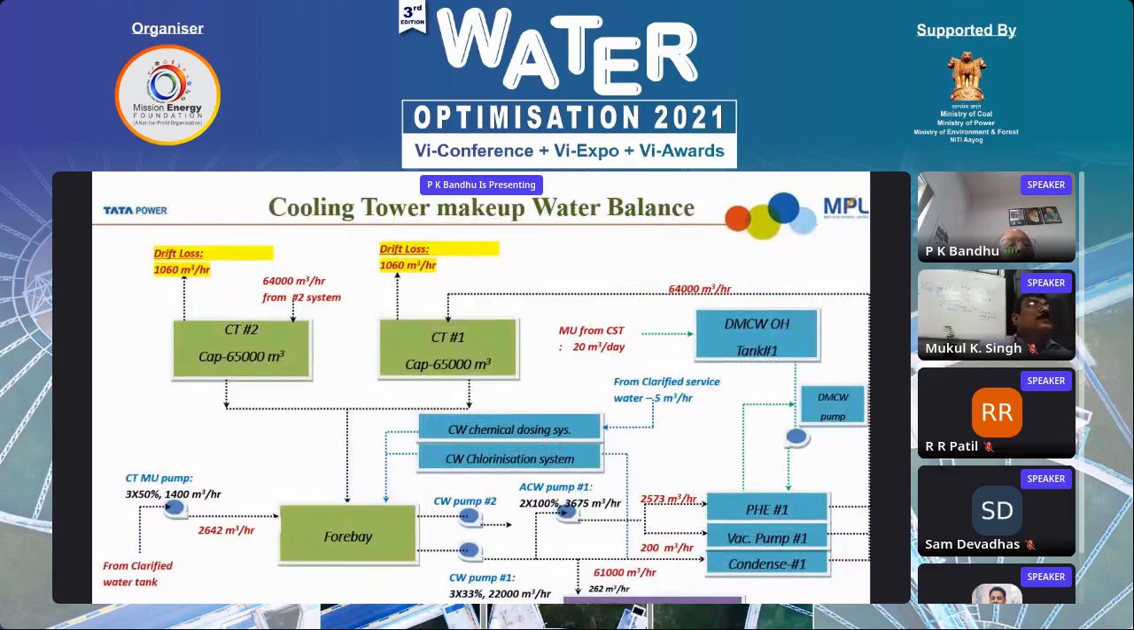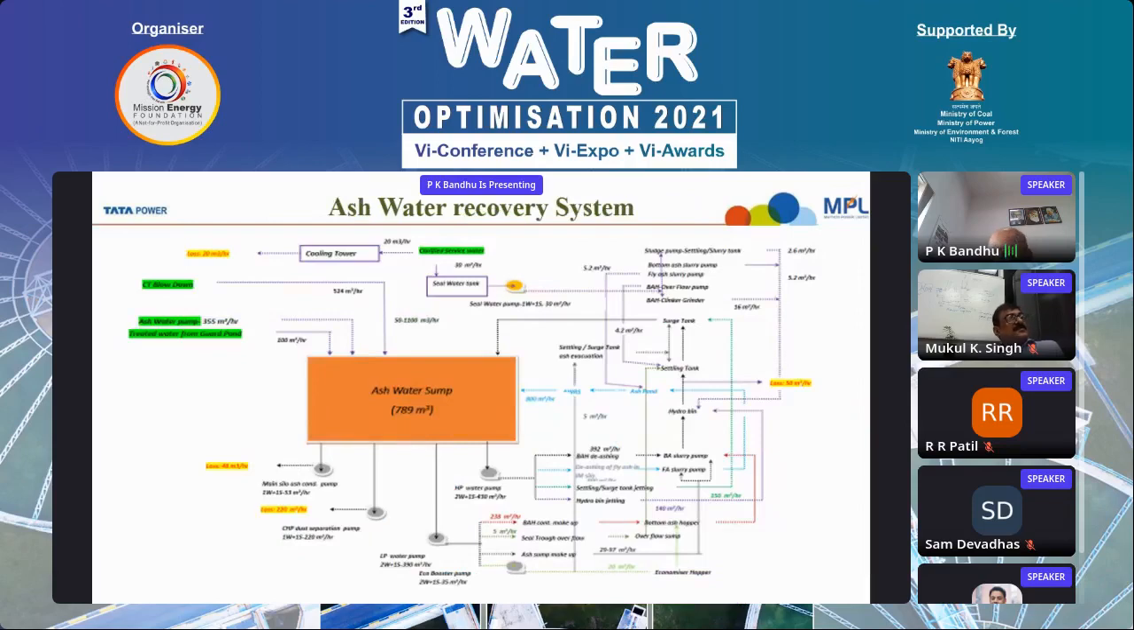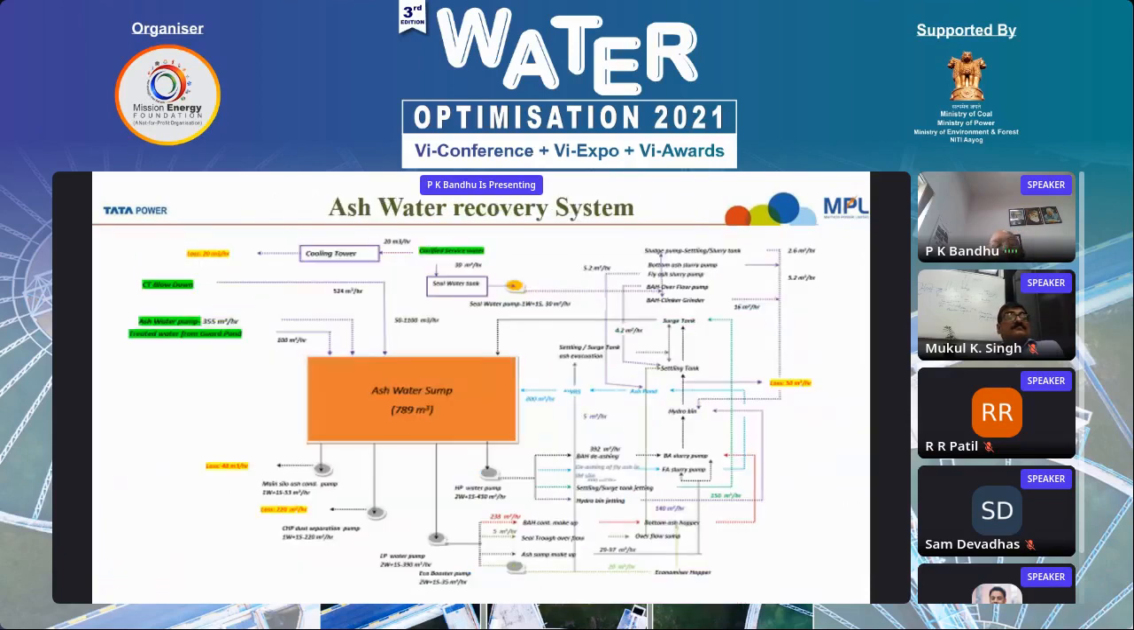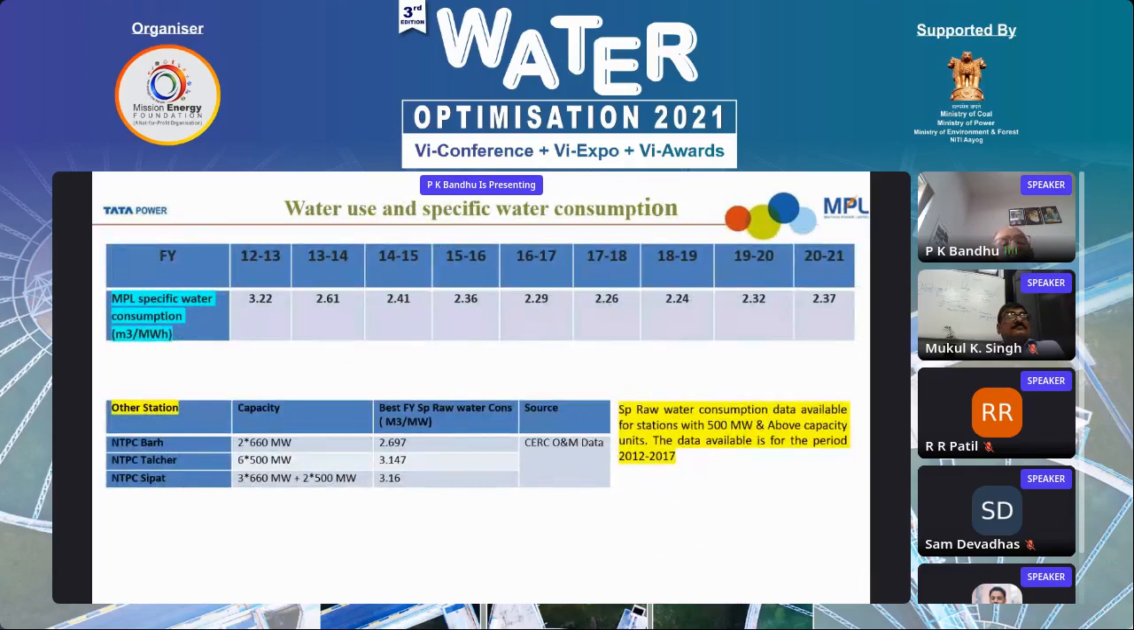Later I will show. So this is the water balance mapping that we did in the beginning of starting our process. These losses in the different places that we accumulate, we calculated in the beginning. And then we started the optimizations in different areas one by one. Now, the specific raw water consumption in this plant is directly proportional to the plant load factor. So we have achieved.